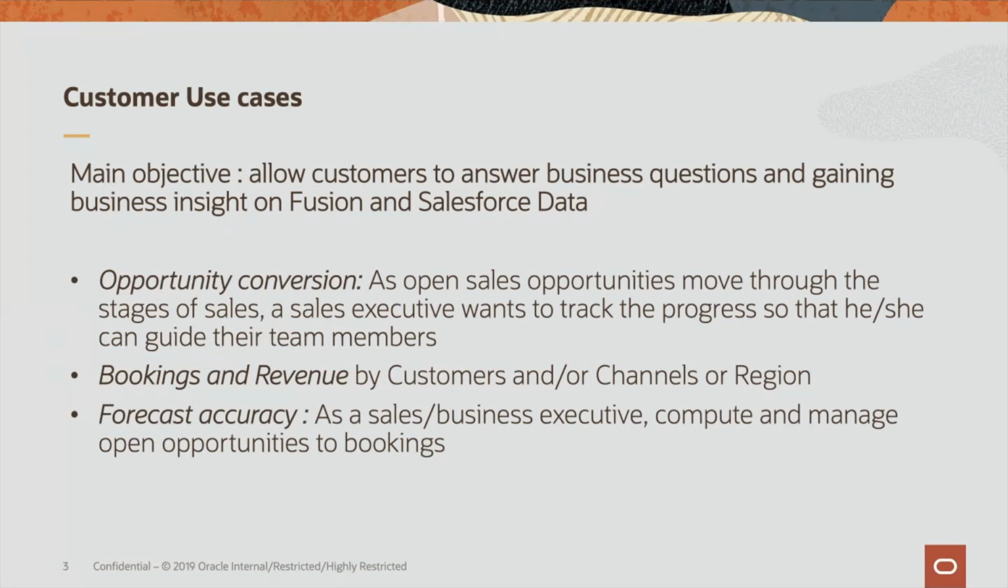Another one is booking and revenue. So basically managing, crossing the data with Fusion, so doing that booking and revenue by customers and channel. Then we can also look at the forecast accuracy, so being able to compute and manage the actual open opportunities to bookings.